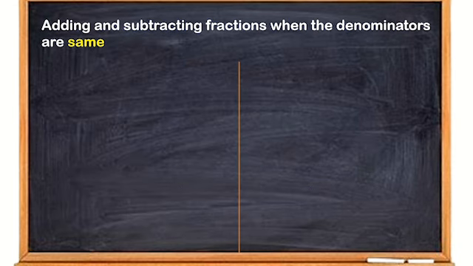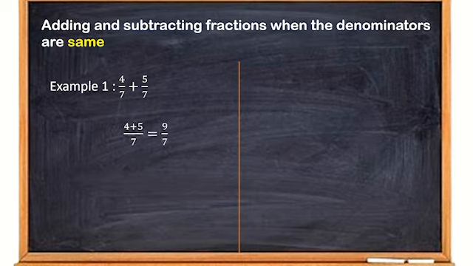Number 1. Adding and subtracting fractions when the denominators are the same. When fractions have the same denominator, it is simple to add or subtract them. We just add or subtract the numerators and keep the denominators the same. Example 1. 4 over 7 plus 5 over 7. In both fractions, the denominator is 7. So we just add the numerators 4 and 5. So 4 plus 5 equals 9. And the new fraction formed is 9 over 7.